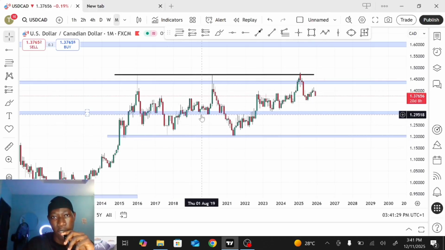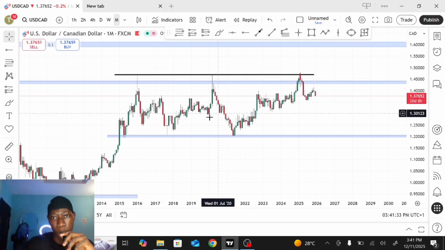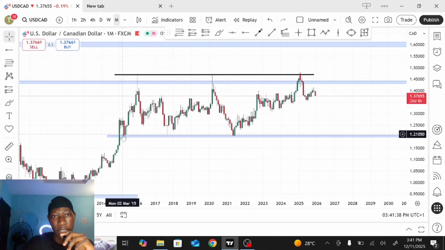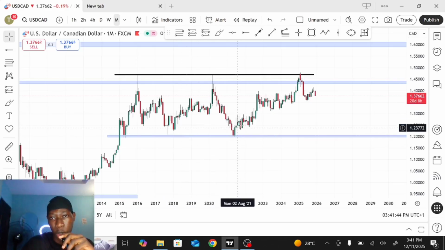What you should also take note of is that apart from this box USD CAD is in, if I delete this level, let's say USD CAD is within this box. I'm going to put that level back. But let's say USD CAD is within this box. You will notice that around all these points here, it is always buying to the upward side.